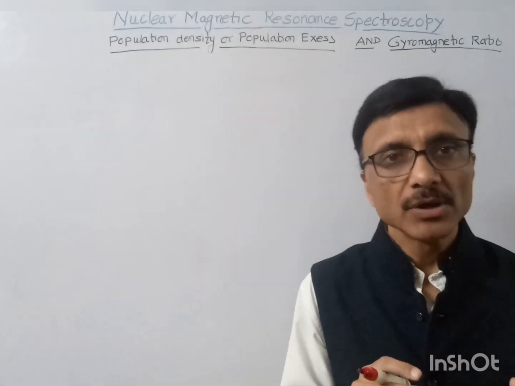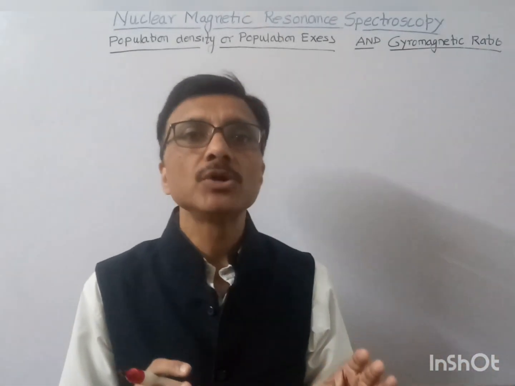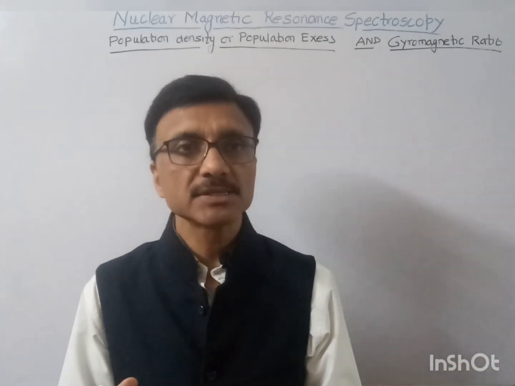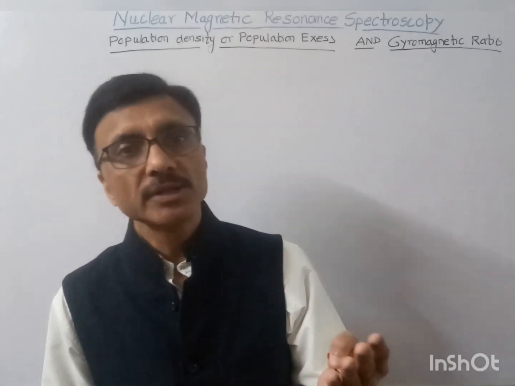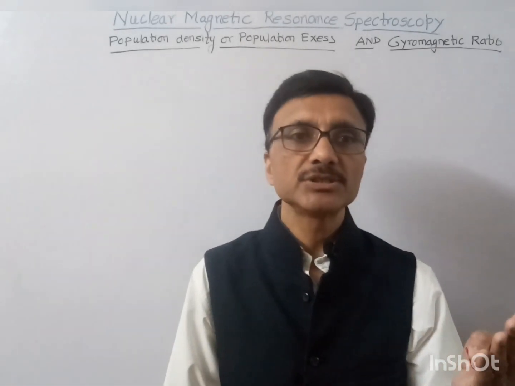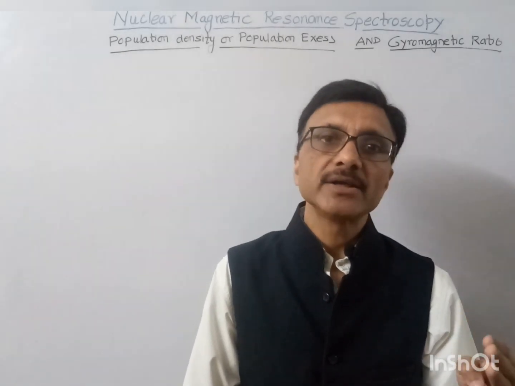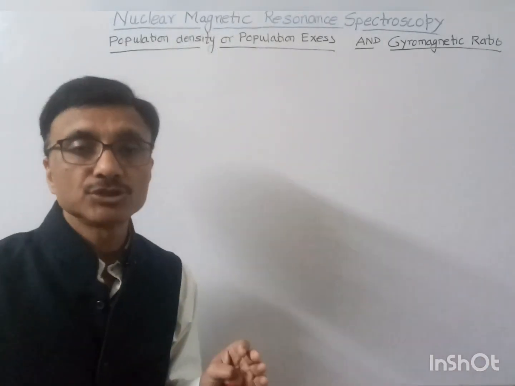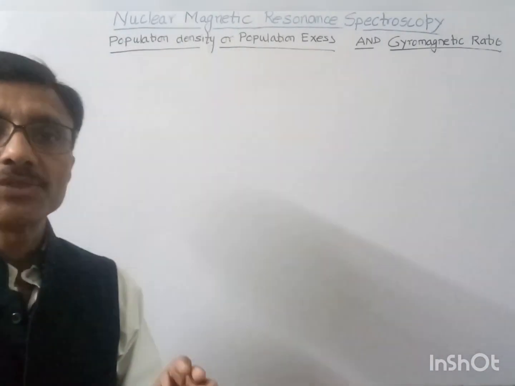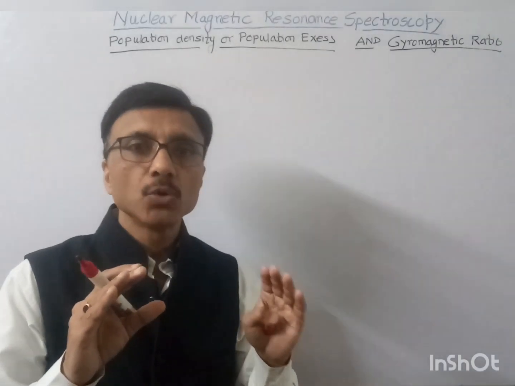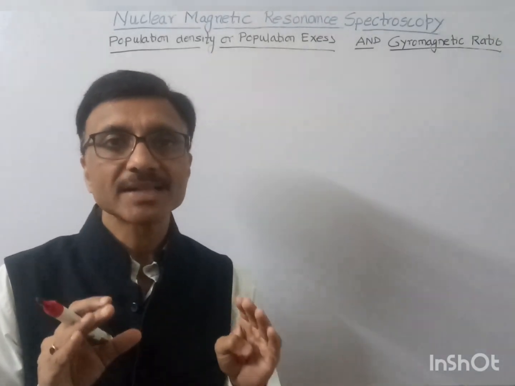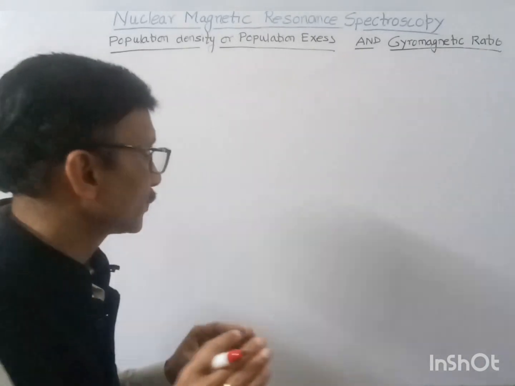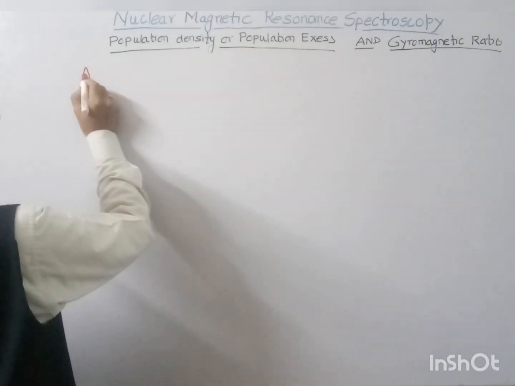What I am telling you, when the precessional frequency becomes equal to the radio frequency, then absorption of radiation takes place. After absorption of radiation, the nuclei will undergo transition from lower energy state to the higher energy state, and we get the NMR signal. But according to Boltzmann distribution, the number of nuclei in lower energy state is always slightly higher than the number of nuclei in higher energy state.